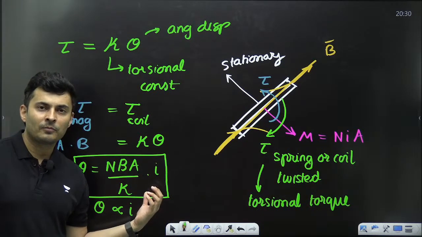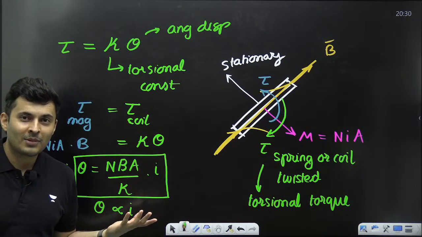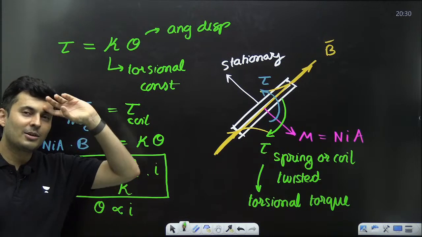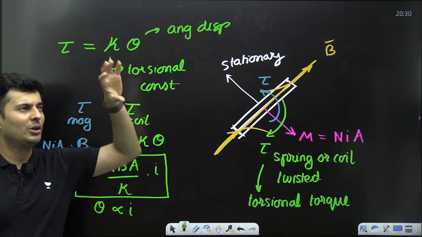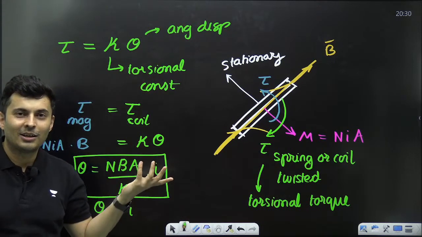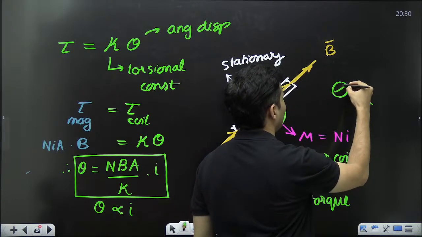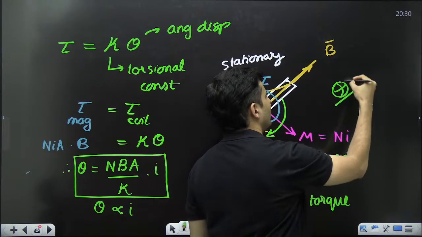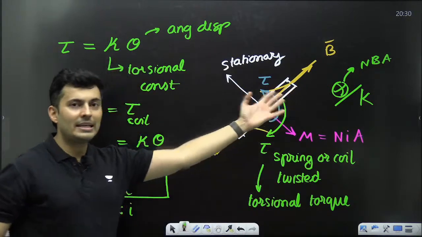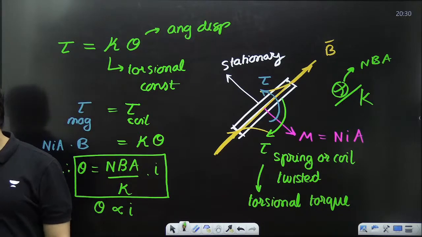I'll tell you how. NBA is not football, sorry, your basketball, right? NBA league, so it's a basketball. Just imagine a basketball and just think of it like that. Or think of the letter O as your basketball, which is associated with NBA. That's the easy trick to remember. NBA divided by K, right?